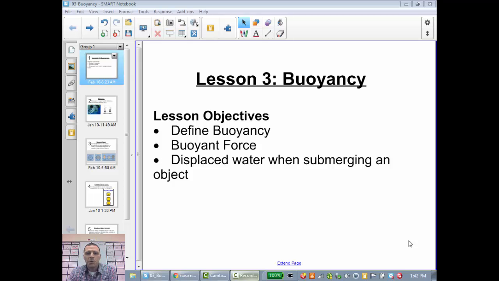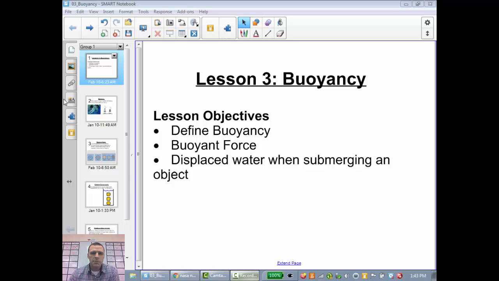This lesson is on buoyancy. In this lesson, what I'd like to do is define what the word buoyancy means and then talk about the buoyant force and finally wrap things up with discussing the displacement of water when you submerge an object within it. It doesn't have to be water, but within a liquid.